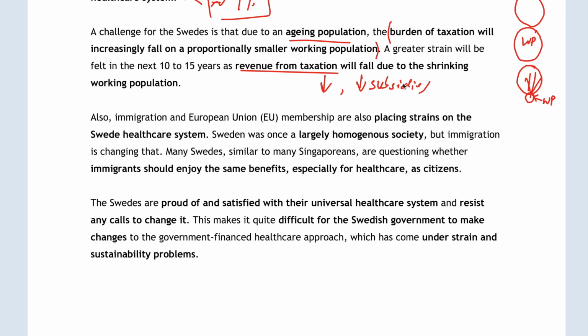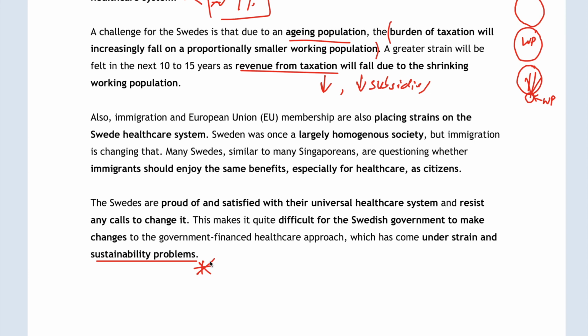However, the Swedes themselves are very proud to have this universal healthcare system, so they refuse to change it. The problem comes as the years go on, this system becomes less and less sustainable. So I want you to remember this keyword. When you're evaluating a healthcare system, please use the term sustainable in your answer as a keyword.